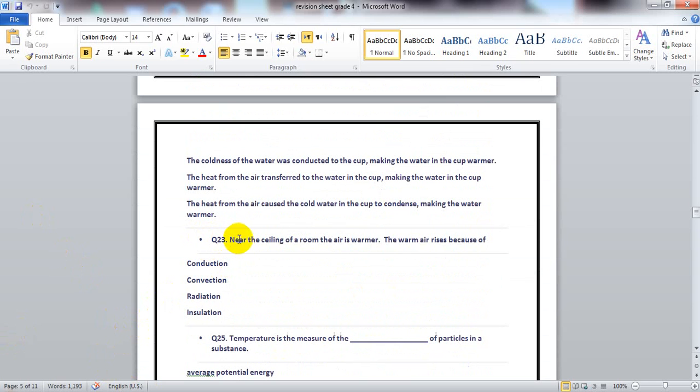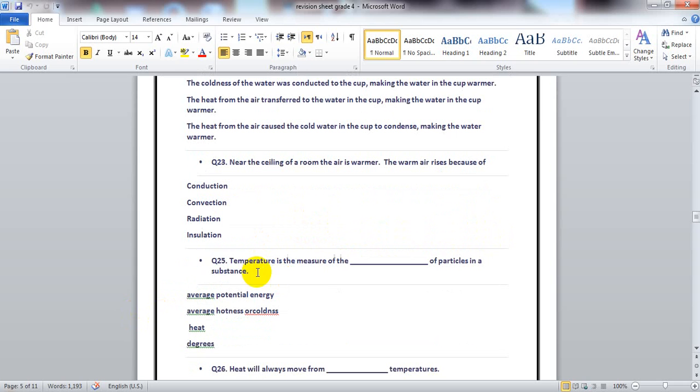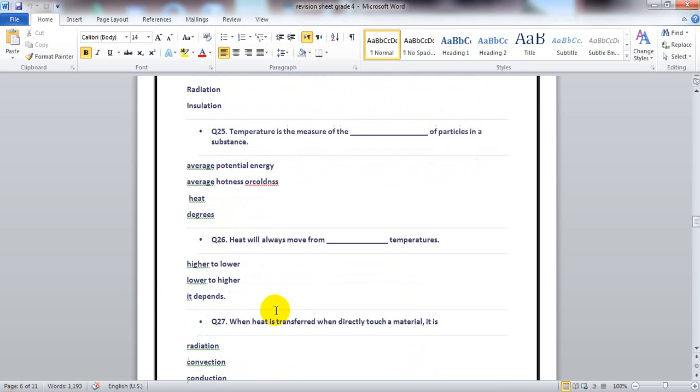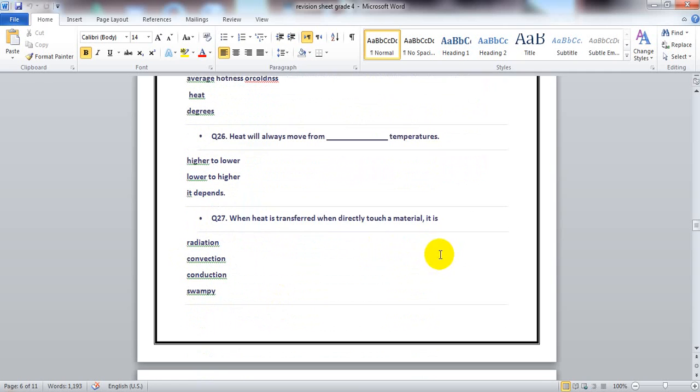Question number 23. Near the ceiling of the room, the air is warmer. The warm air rises because of? Yes, of course, convection. 25. Temperature is the measure of what of particles in the substance? Average hotness or coldness. Question number 26. Heat will always move from higher to lower temperature object.